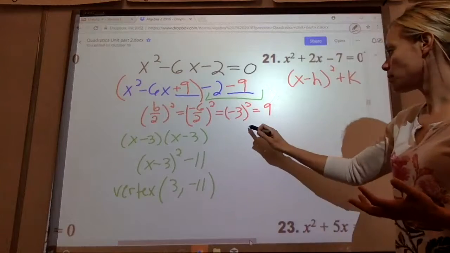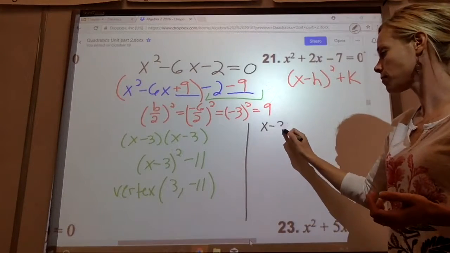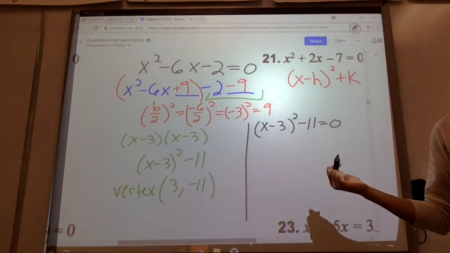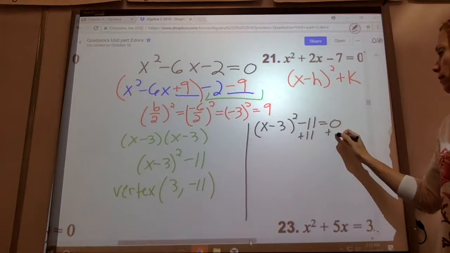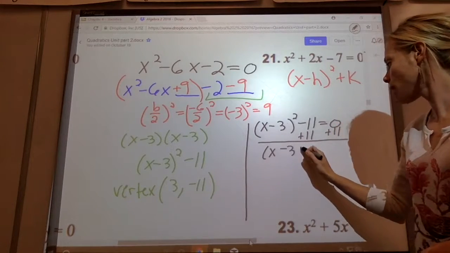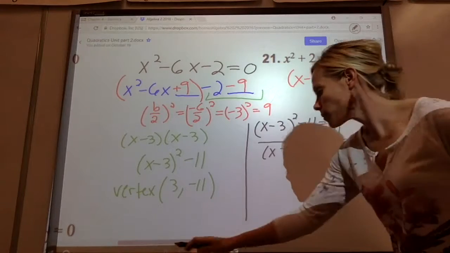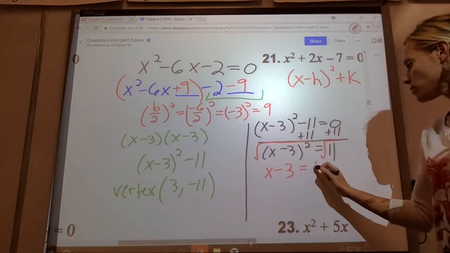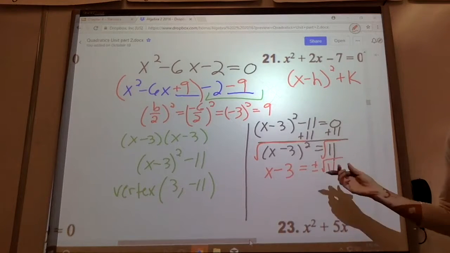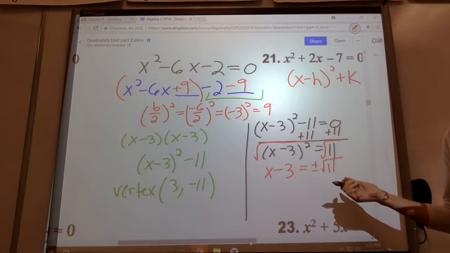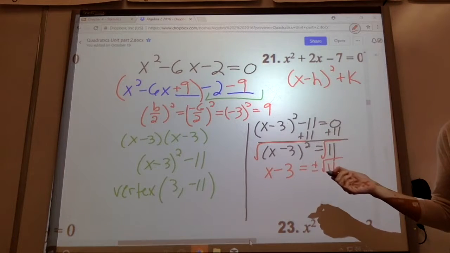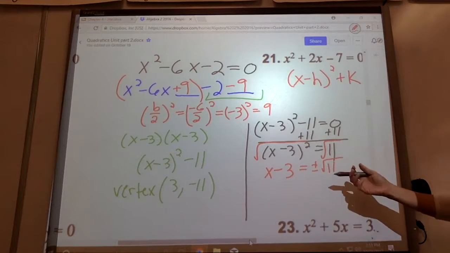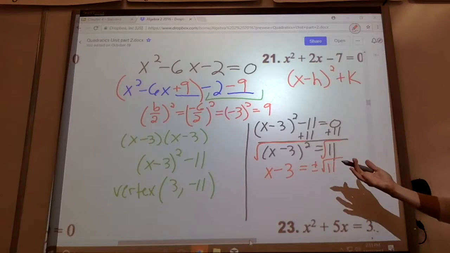And then I can set it up over here and set it equal to 0 and solve it for my roots. So add 11, square root both sides to get rid of that squared. So it's going to be plus or minus the square root of 11, right? Why plus or minus? Because negative squared and positive squared are both positive, so you have to consider both. It's always a plus or minus when you square root. 11 is prime. It's 11 and 1, so there's no 2 of anything, so it doesn't simplify.